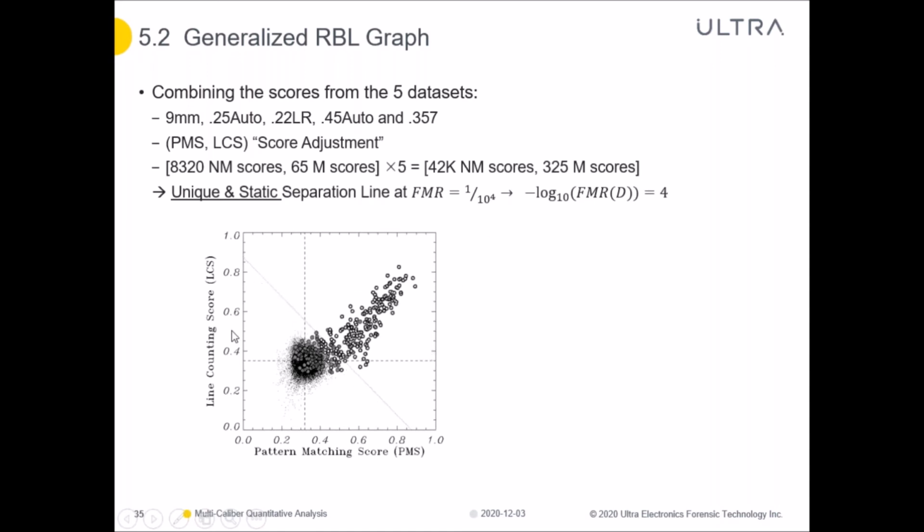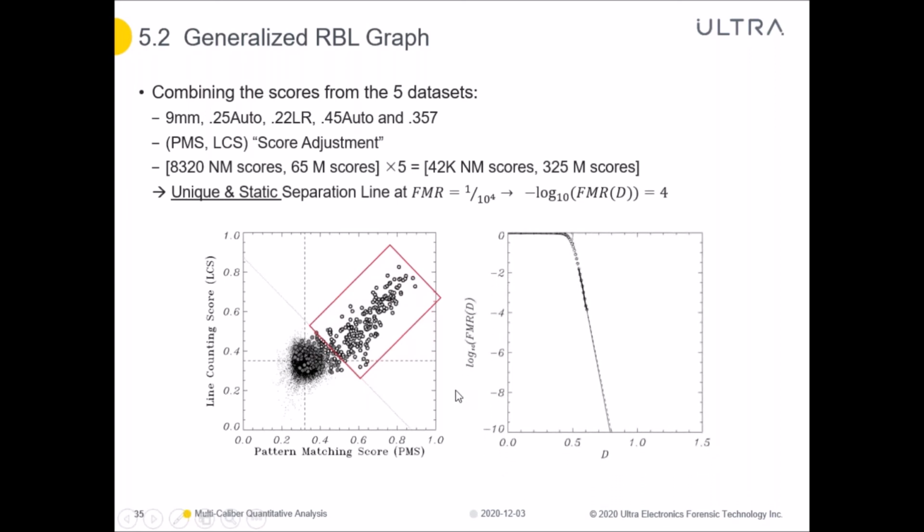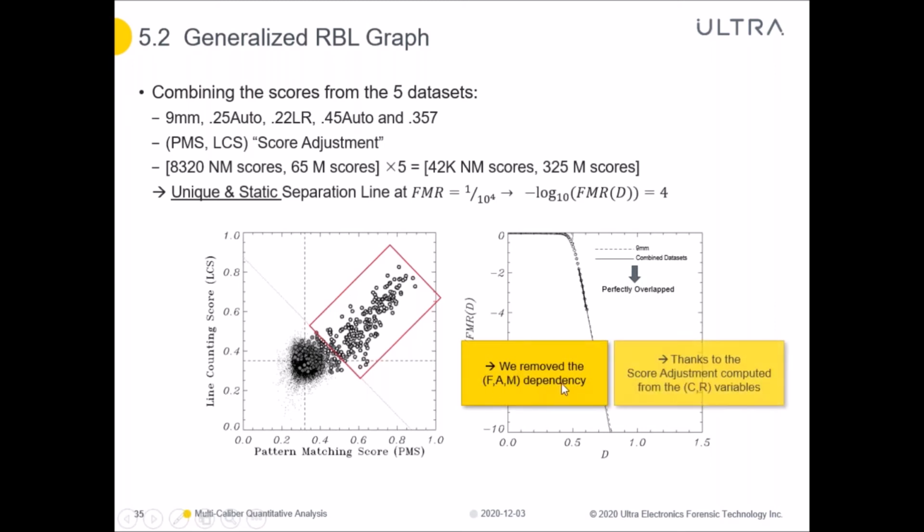What we notice is most of the visual matching scores are above that unique and static separation line. In the resulting false match rate curves right here, the dotted line is of course our 9mm false match rate curve, but the plain line corresponds to our data sets, all combined. And as you can see, we have a perfect overlap. Physically, it means that we removed the FAM dependency, thanks to our score adjustment computed from the CNR variables.